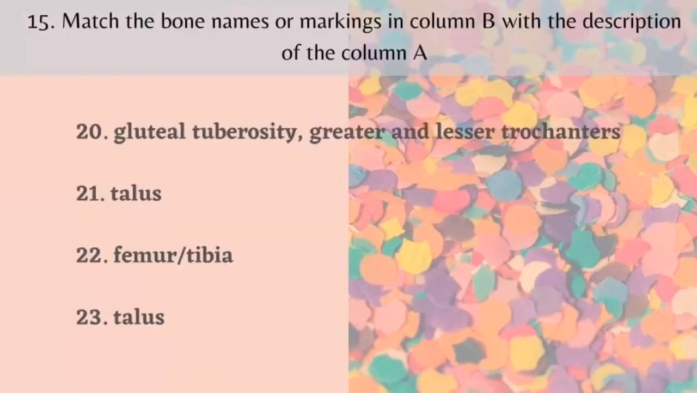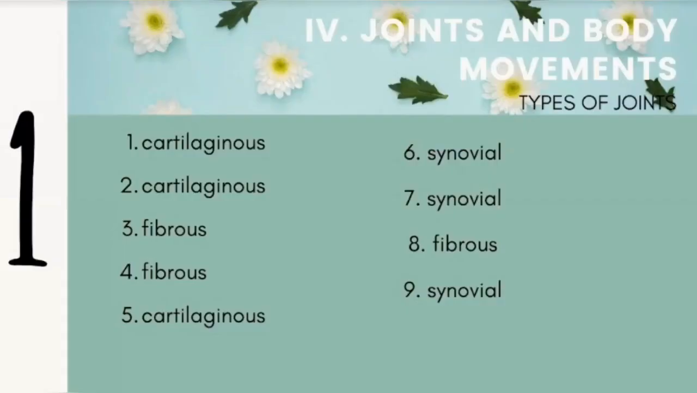Number 20, sites of muscle attachment on the proximal femur. Our answer is gluteal tuberosity, greater and lesser trochanters. Number 21, tarsal bone that sits on the calcaneus. Our answer is talus. Number 22, weight-bearing bone of the leg. Our answer is femur or tibia. And lastly, number 23, tarsal bone that articulates with the tibia. Our answer is talus. And next is the types of joints.